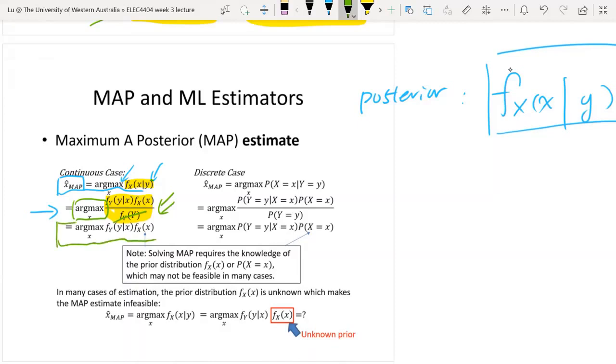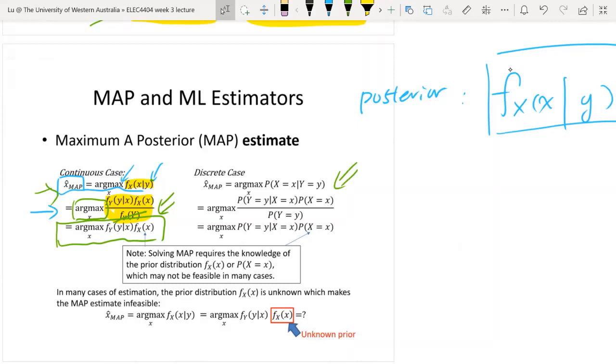This formula is the one we use to determine the MAP estimation result, X hat. This is the continuous case. For the discrete case, it is the same story, but you just consider not the density function but the PMF, in other words, the probabilities. The result remains roughly the same, so the meanings are the same.